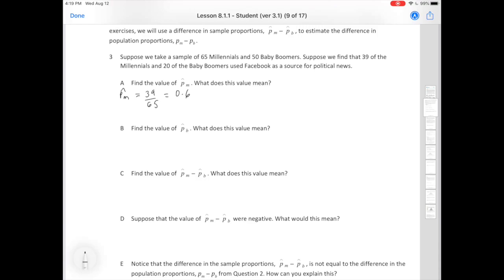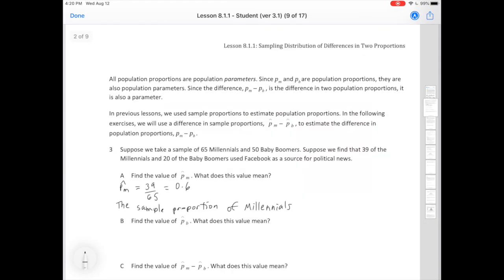Okay, what does this value mean? This means the sample proportion of millennials that use Facebook for political news is 0.6. Okay.